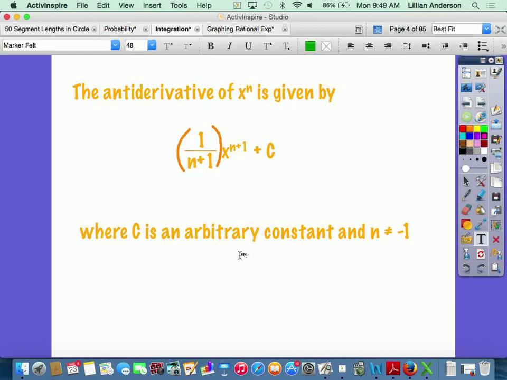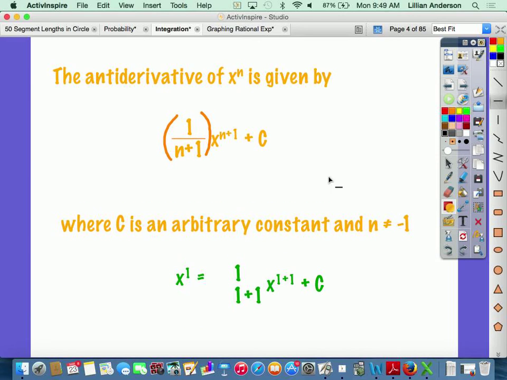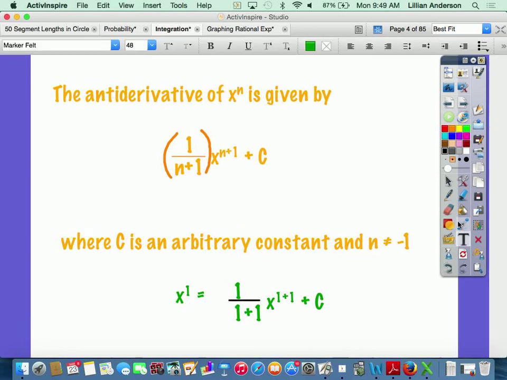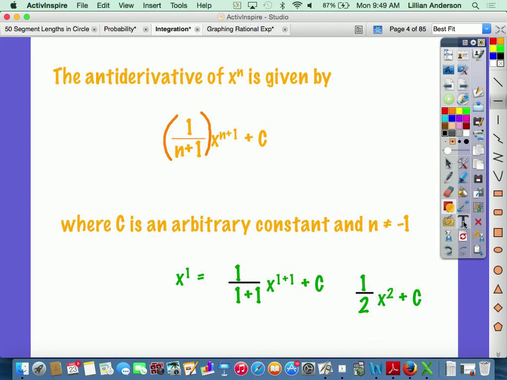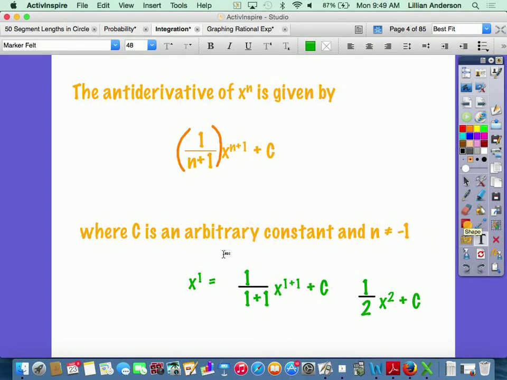So if our function was x, then the exponent is nothing but 1. To figure out the antiderivative, we'll do 1 over 1 plus 1, then x to the 1 plus 1, and of course our plus c, our arbitrary constant. Well, 1 plus 1 is just 2. So we'll have 1 over 2 x to the second plus c. And that is our antiderivative, the original function for x.